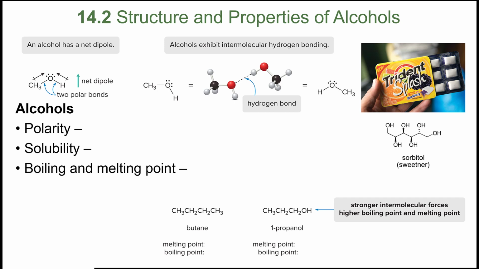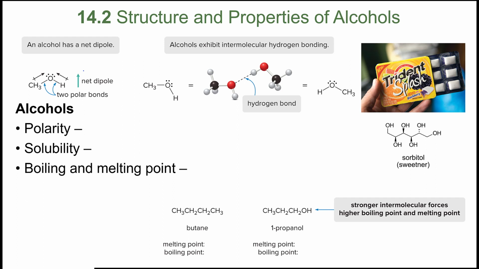Alcohols have a net dipole because oxygen is electronegative, plus it has those electron lone pairs. So the net dipole goes towards the electron lone pairs, as we see those two polar bonds. And we also can see that alcohols have intermolecular hydrogen bonding.